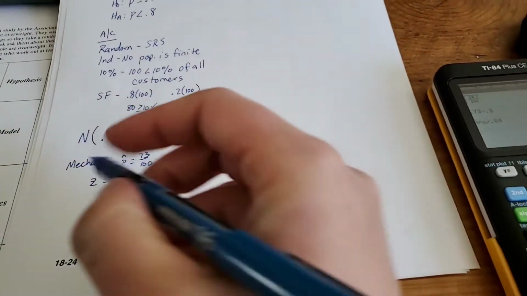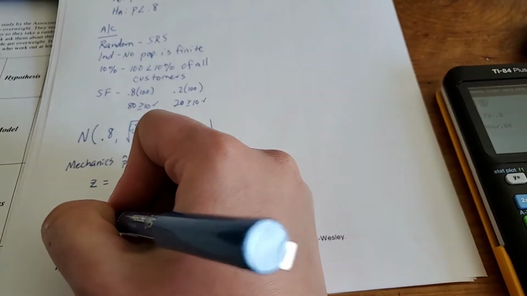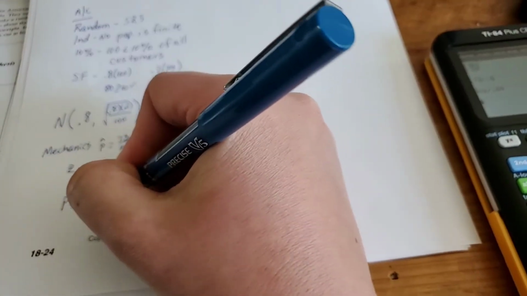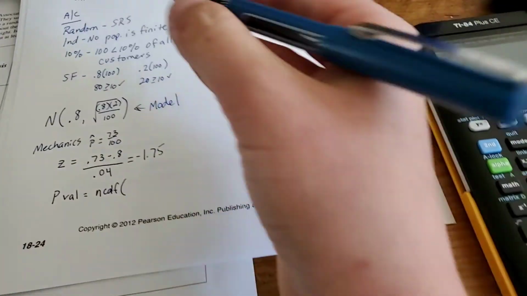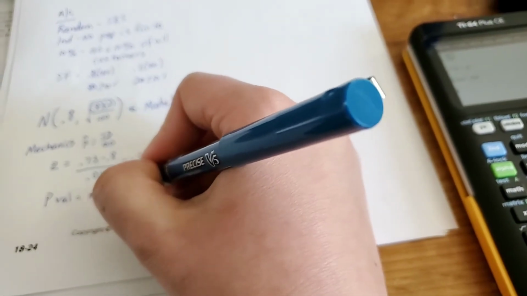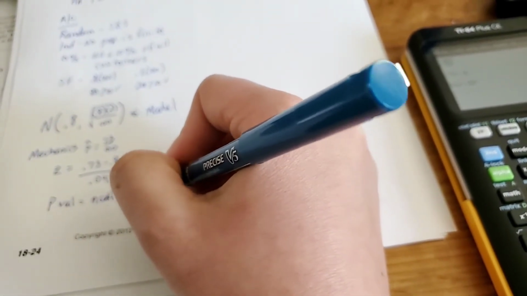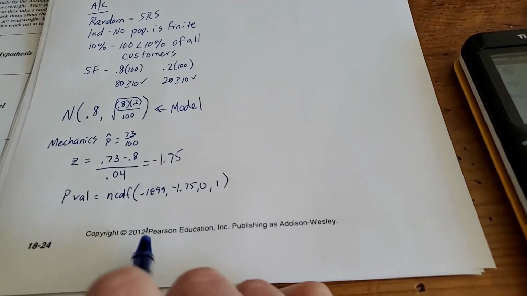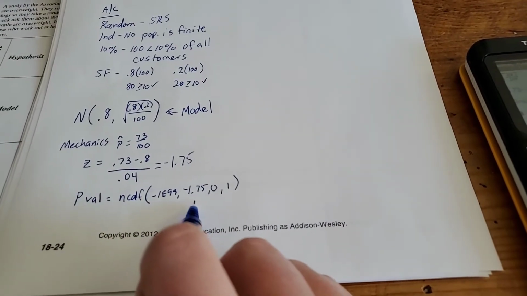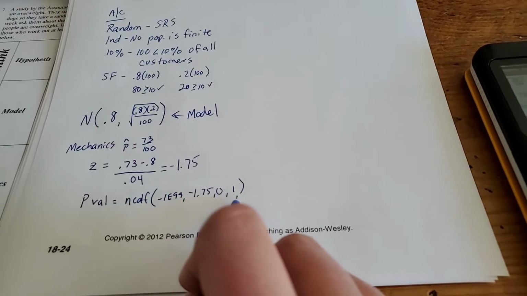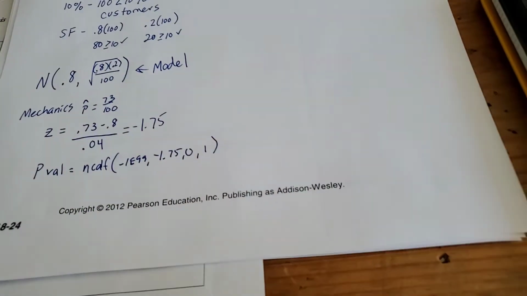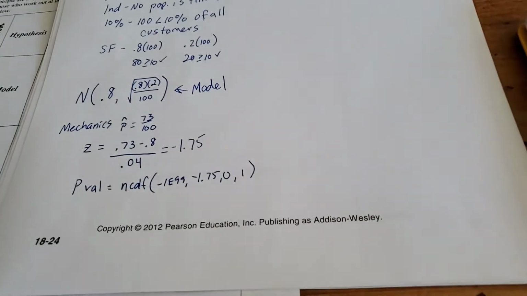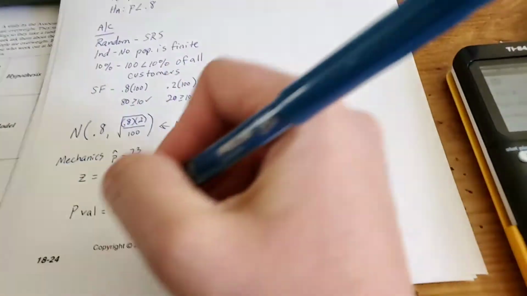And then my p-value is going to be normalcdf. Since it's a less than, it's going to be negative infinity to negative 1.75, 0, and 1. You can also do negative infinity, 0.73, 0.8, and 0.04. Doesn't matter. Paste. And we get 0.04.